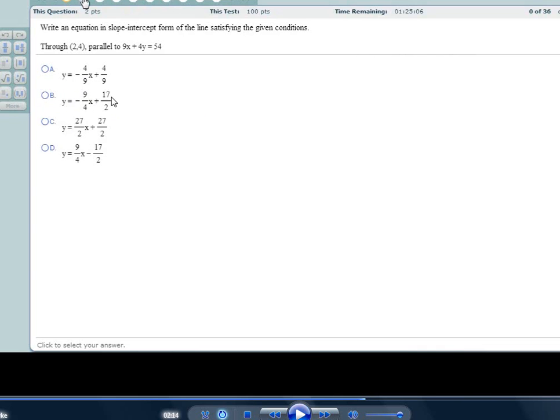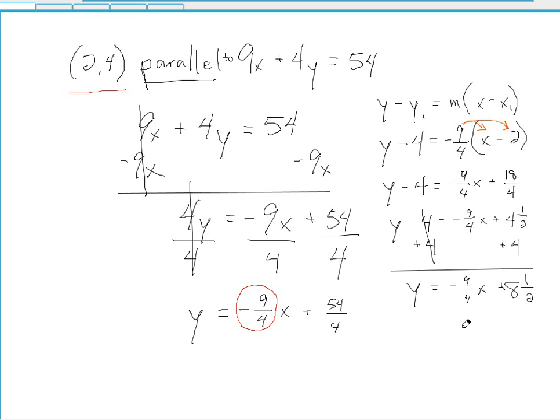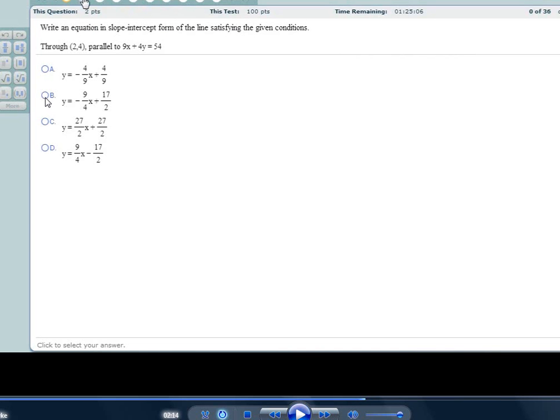Don't get worried that you don't see 8.5, because 17 halves is the same thing, right? If I turn this 8.5 from a mixed number back into an improper fraction, there it is. 2 times 8 is 16 plus 1, 17 over 2. Okay, so the choice here is going to be B.